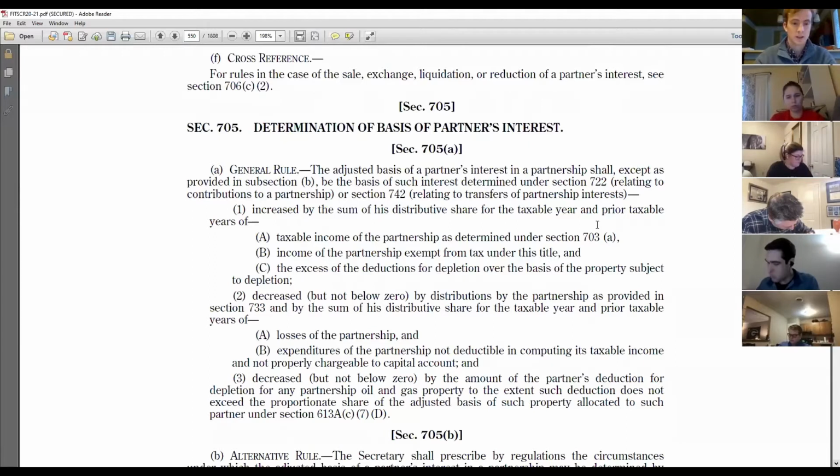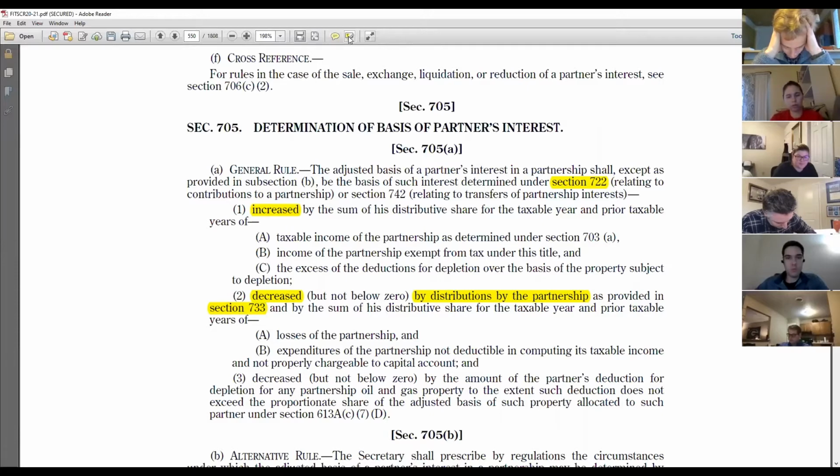And it says you start with your 722 basis, and it goes up by these things, and it goes down here by distributions by the partnership. So distributions are going to cause your outside basis to go down, but then it has a cross-reference to 733 about exactly what that means. So that kicks us into 733.